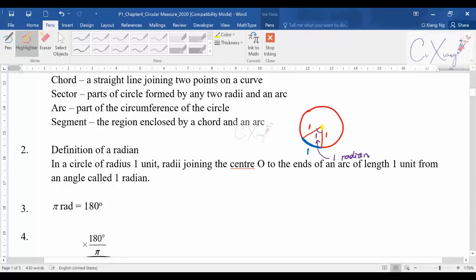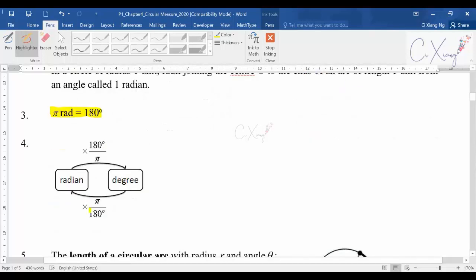After they proved it, they realized that pi radians is equal to 180 degrees. How they prove this, I also don't know. If you're interested, you can go online and search for it. I'm also curious how they know pi is equal to 180. I believe there is some proof, so you can have a look if you are interested.